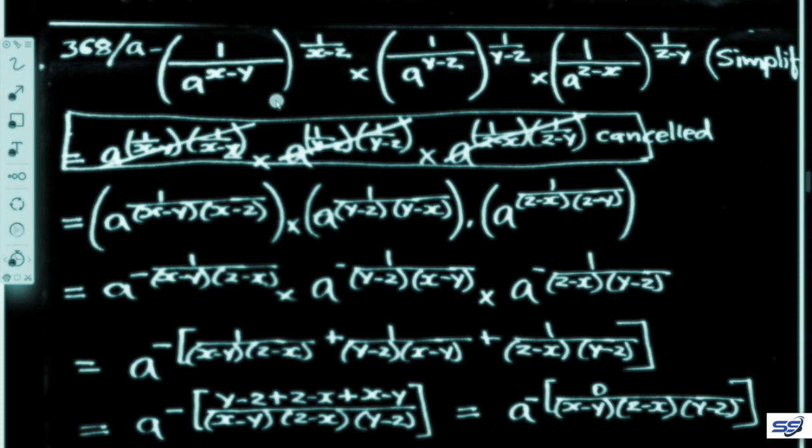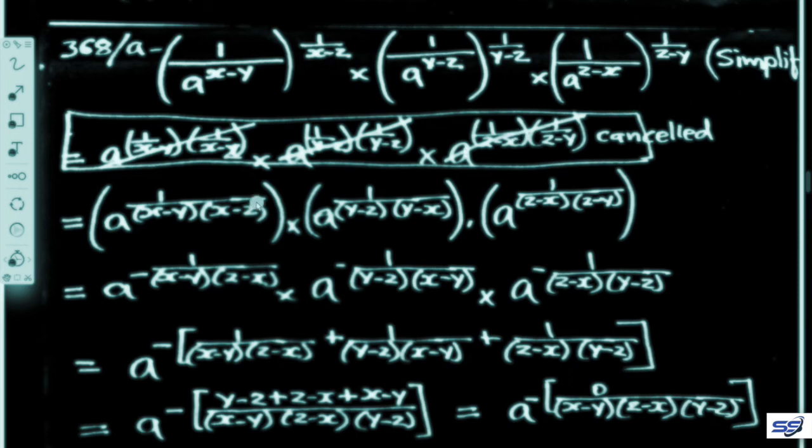See, this problem of indices chapter is given to us to simplify. See here, given to us: 1 upon a to the power (x minus y), whole to the power 1 upon (x minus z), into 1 upon a to the power (y minus z), whole to the power 1 upon (y minus z), into 1 upon a to the power (z minus x), whole power 1 upon (z minus y). Now this problem has to be simplified.